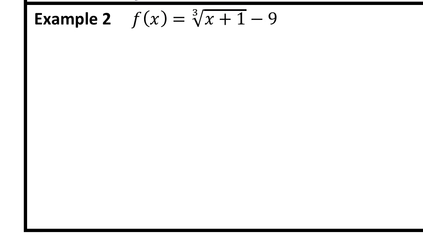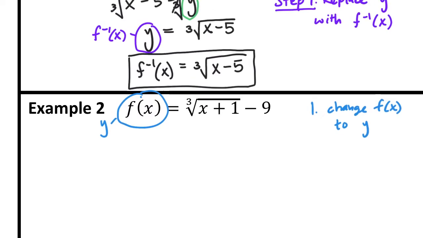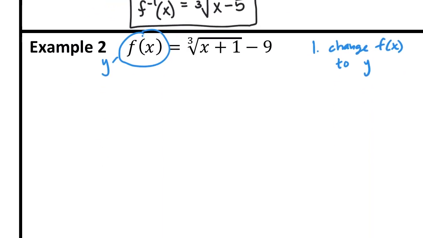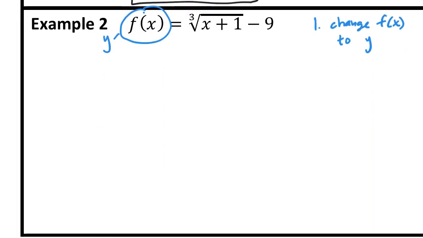Okay, so I'm going to slide up. Example 2. I'm just going to put 1 and then state the steps. So 1, it says change f of x to y. Change f of x to y. Wait, am I matching the colors? Yes. I want to make sure I'm using the same color.